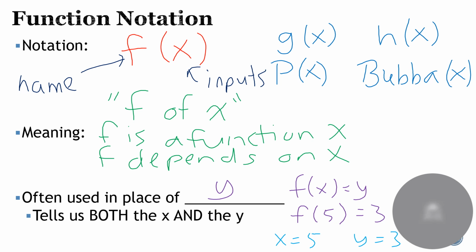So it tells you when the input x is 5, the output that goes with it, or the other side of the mapping, is going to be a 3, as opposed to just saying y equals 3, which doesn't tell you when y is equal to 3. It just, I guess, at some point y is equal to 3.